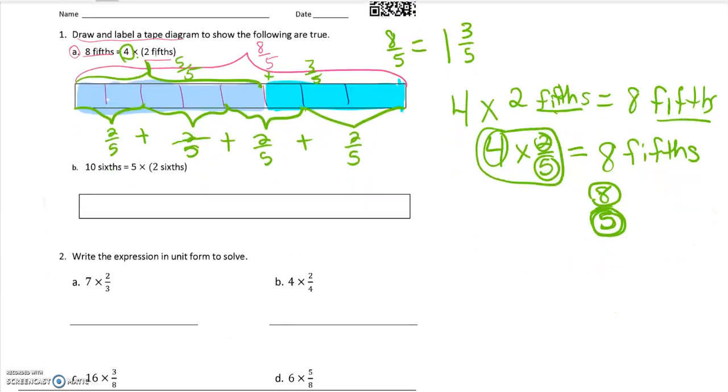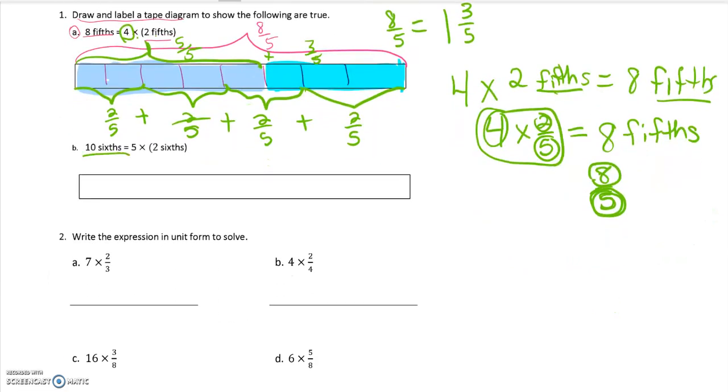Okay, so let's try 10/6. So we're going to make 5 cuts. 1, 2, 3, 4, 5. Oh, wait, sorry. I need 10/6. So there's 5. I'm just going to cut those all in half again. Now I should have 10 pieces that are cut into 6. 1, 2, 3, 4, 5, 6, 7, 8, 9, 10.